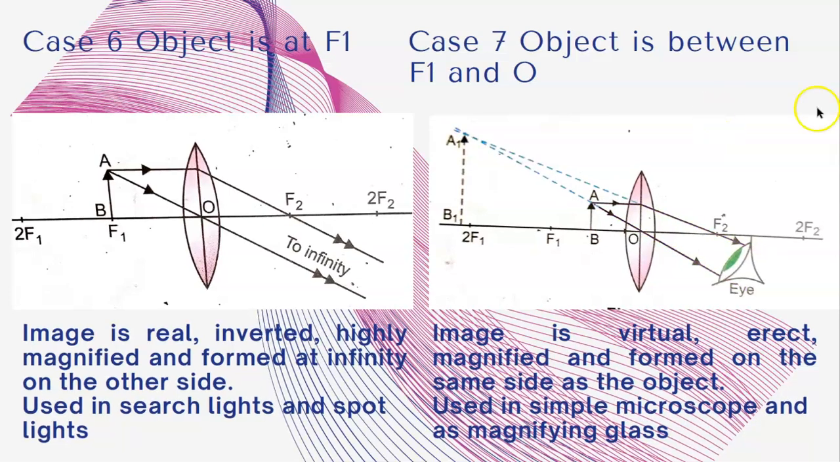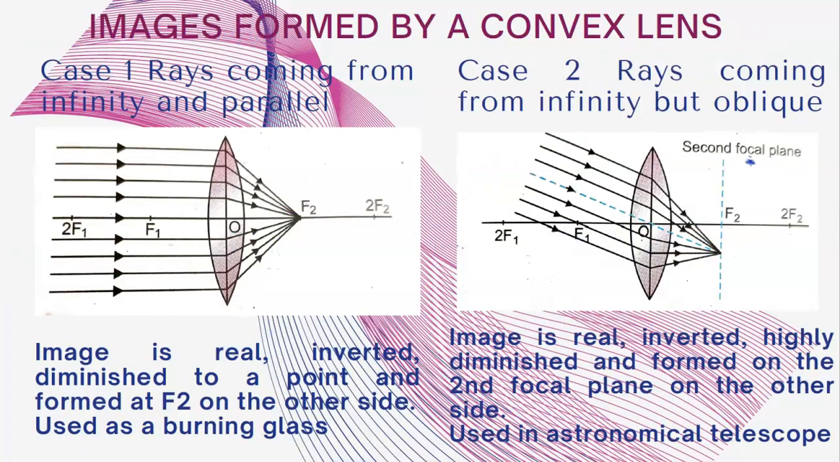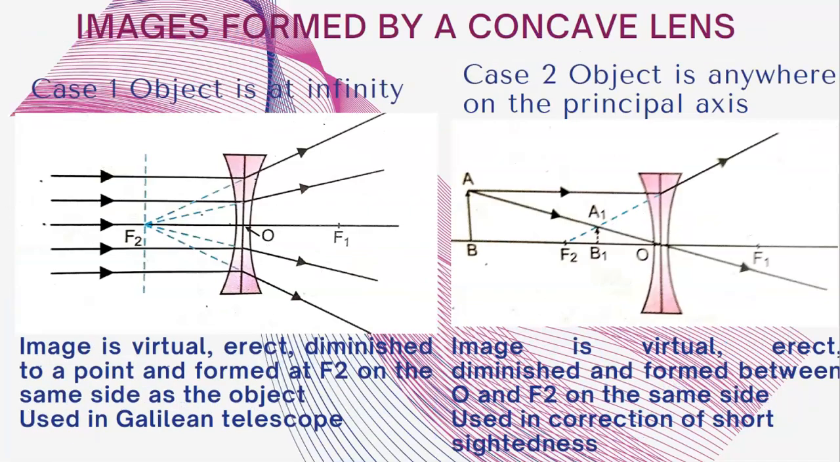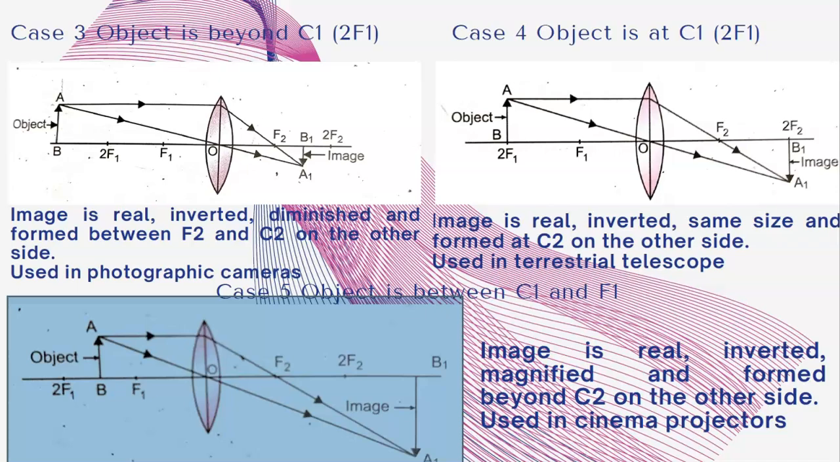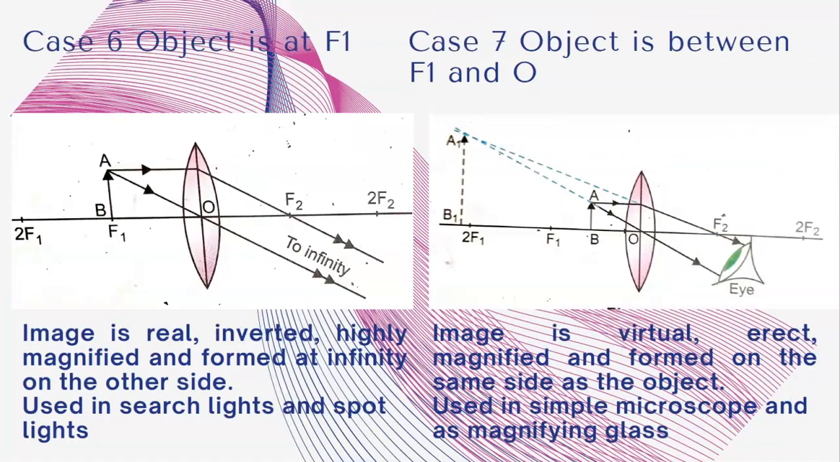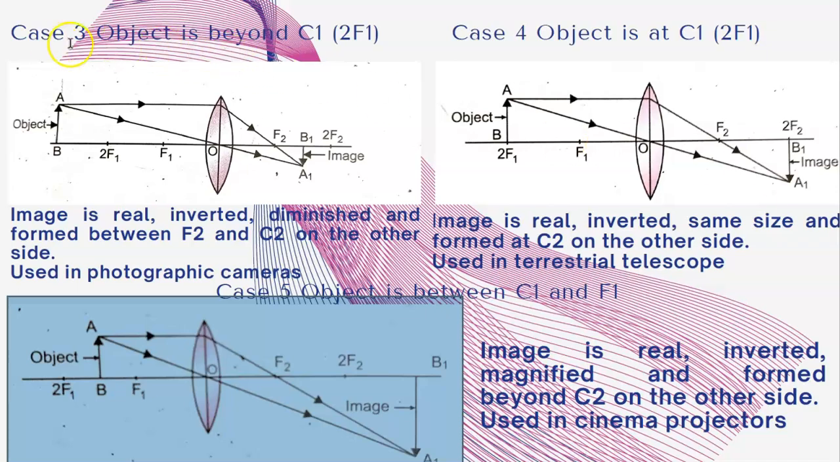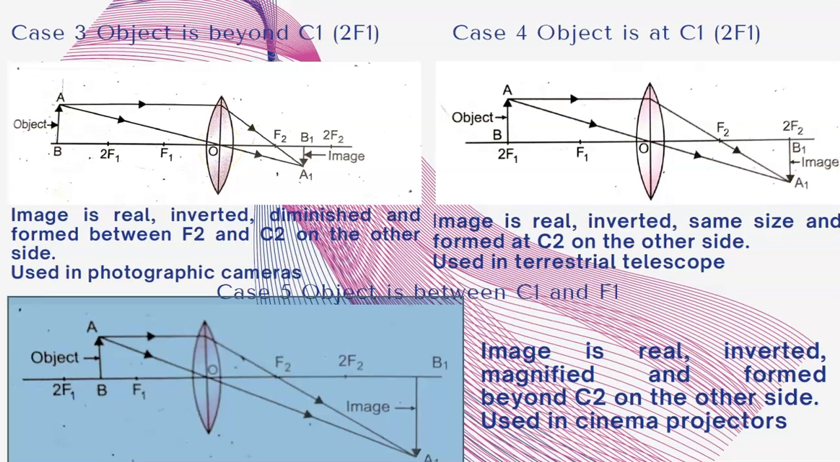So if we go back to all the cases of convex lens, we can identify that for a convex lens, we have 7 cases, as you can see, till case 7. Cases 1 to 6 form a real image, while case 7 forms a virtual image. Also, from case 3 onwards, whenever we are drawing a ray diagram, we should be careful that we are taking equal distances on both sides.